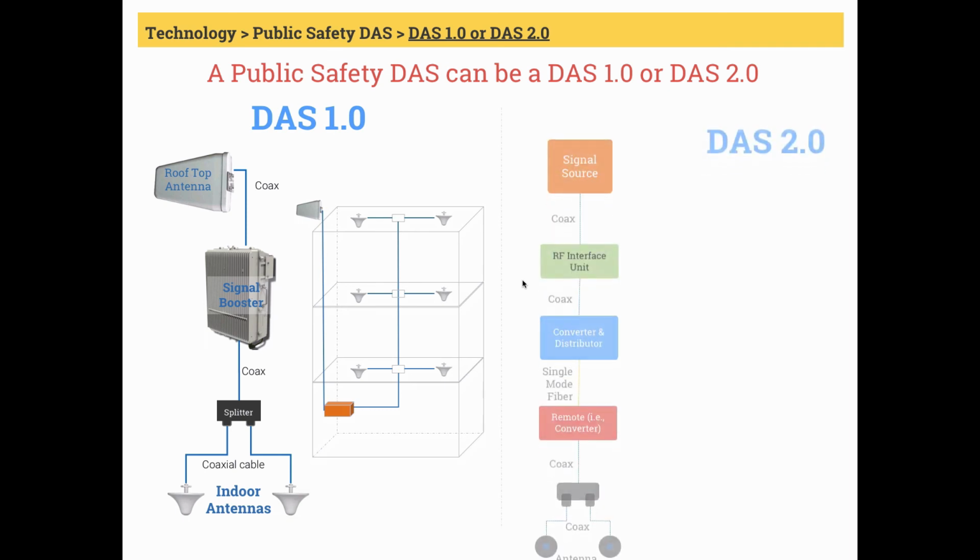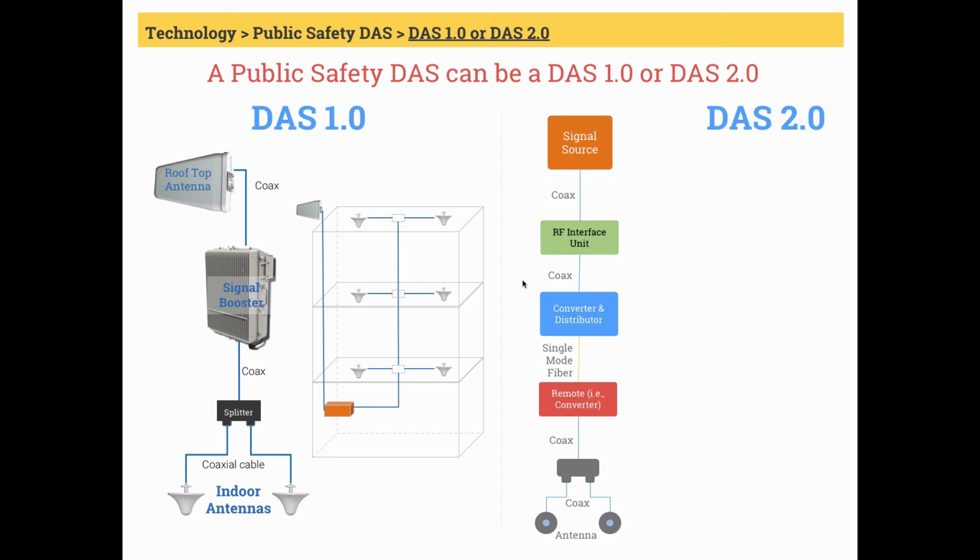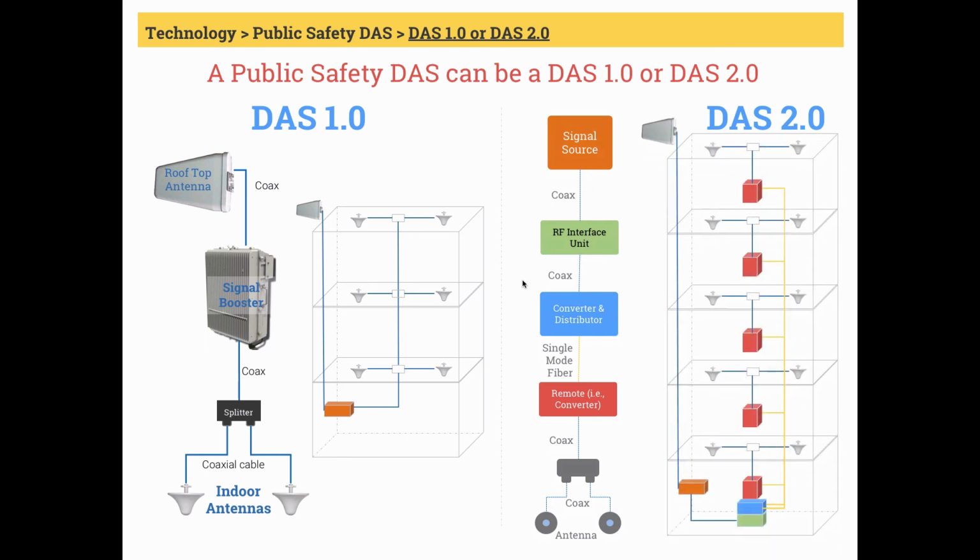You will also remember DAS 2.0 is coax and fiber based. You have seen this generic DAS 2.0 line diagram before. Regardless of the manufacturer, if it's a DAS 2.0, the core architecture will be very similar to this. Also showing a simple visual representation of how it's placed inside a building.